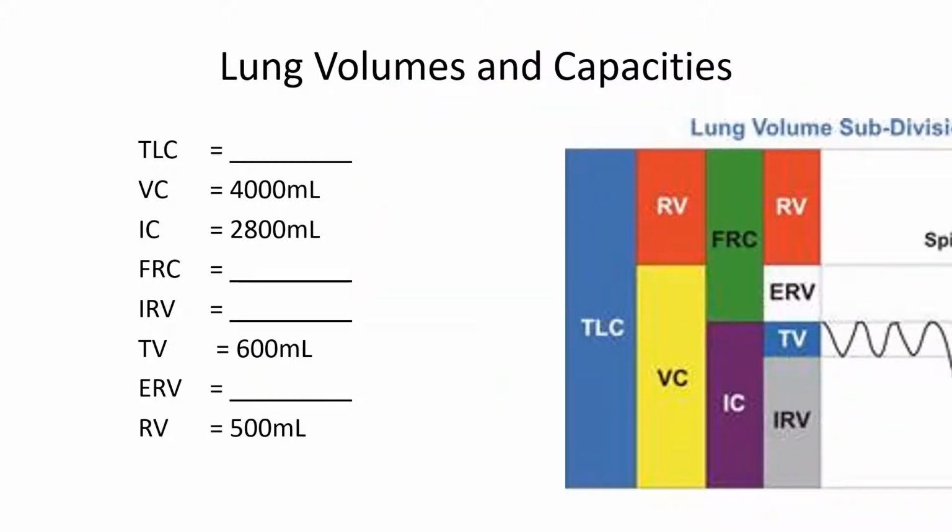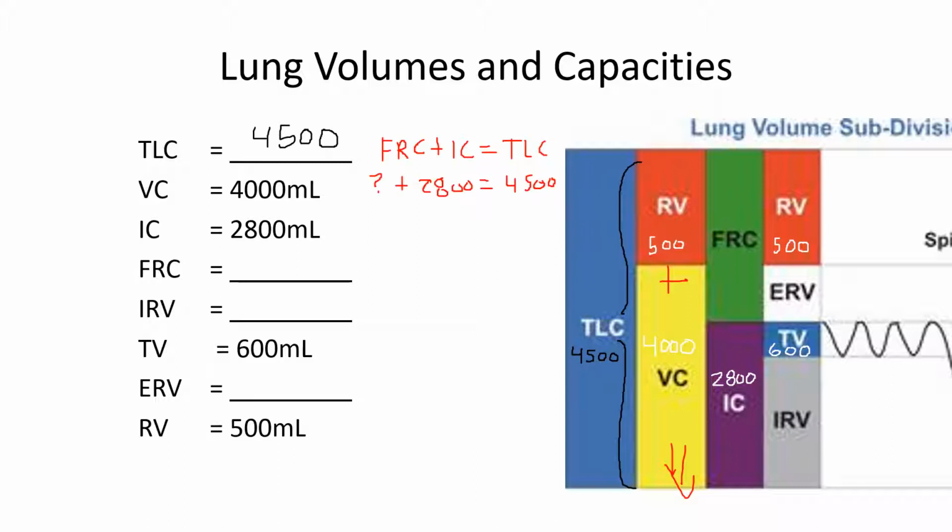All right, let's do another example. Let's fill in what's given for us. So we're given VC, IC, TV, and RV. So there we are, we plugged them in. Let's find our TLC value. So what is this plus this? All right, so that means TLC is 4,500. Write that in. The next missing one that's easy for me to find is FRC. I know FRC plus IC needs to equal 4,500. So just find the difference. What is the difference? The difference is 1,700.